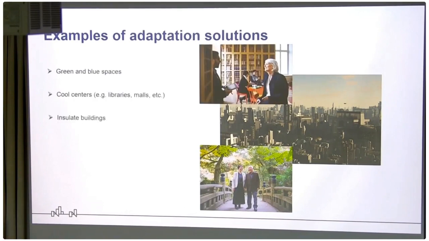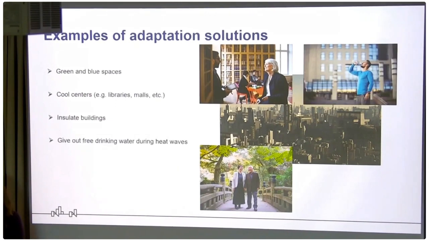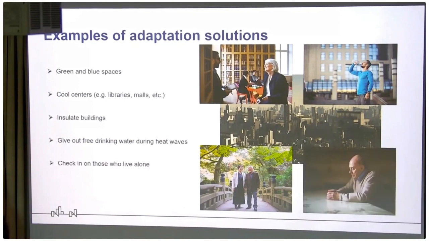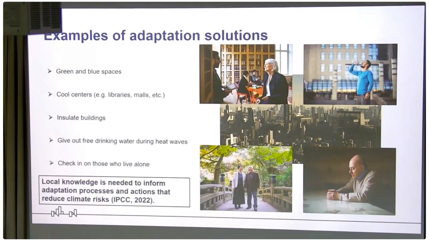We can install cool centers, work on building insulation, making sure that people have access to drinking water, or checking on those who live alone. But to make these adaptation measures as effective as possible, we would like to target them towards those who are most vulnerable, so those who are actually dying from heat stress, right? And to be able to do this, we need the local knowledge at the intra-urban level to be able to understand better where to implement these solutions.